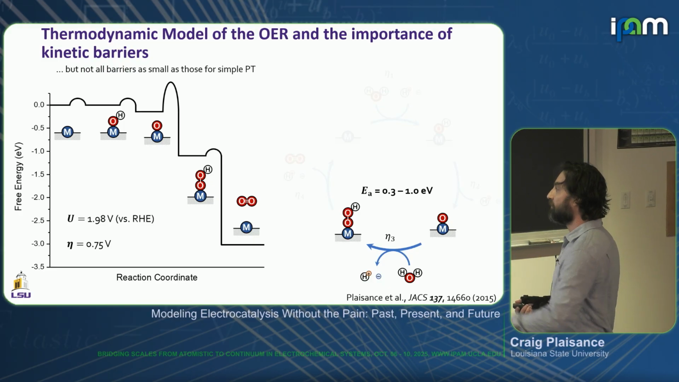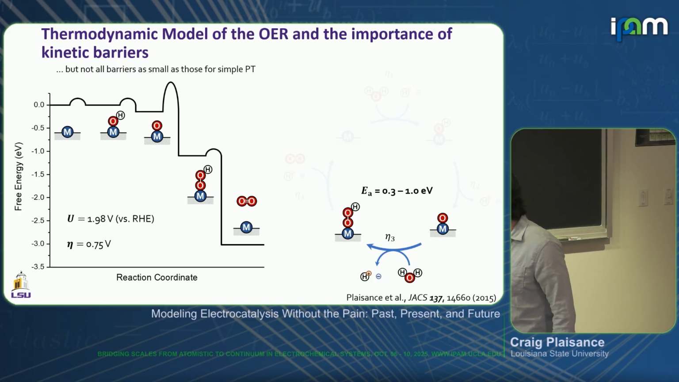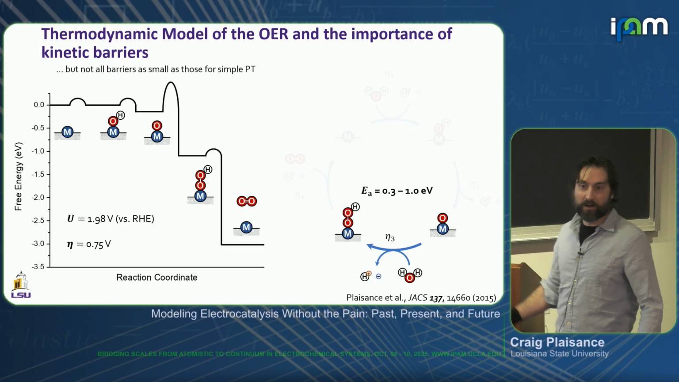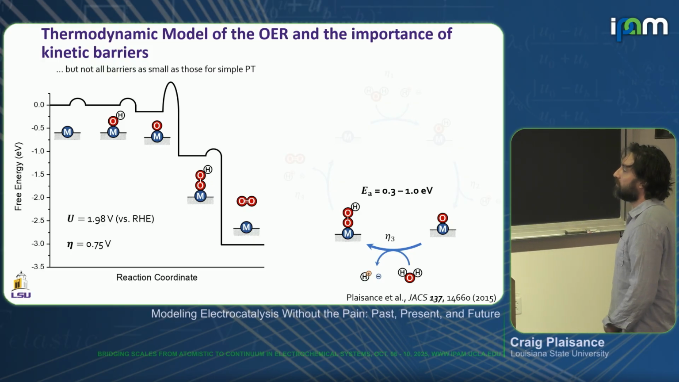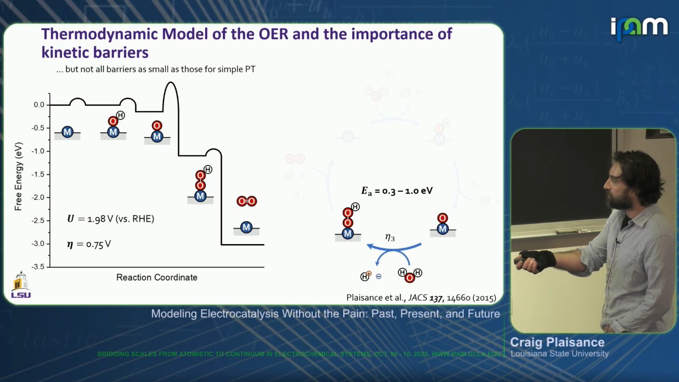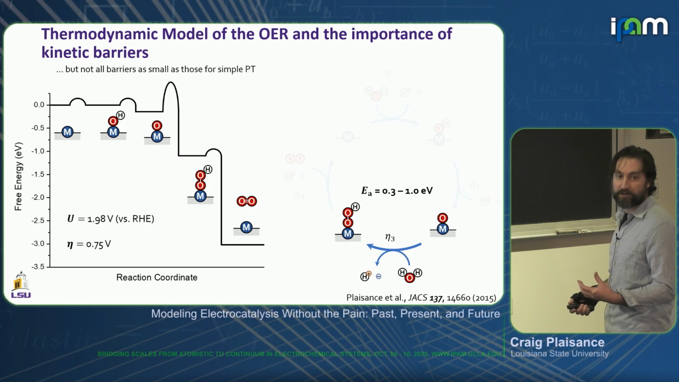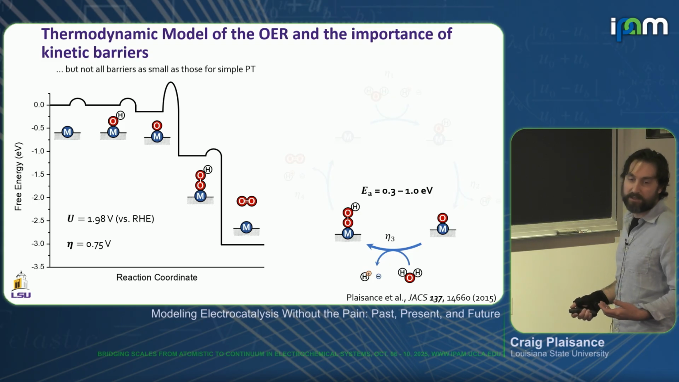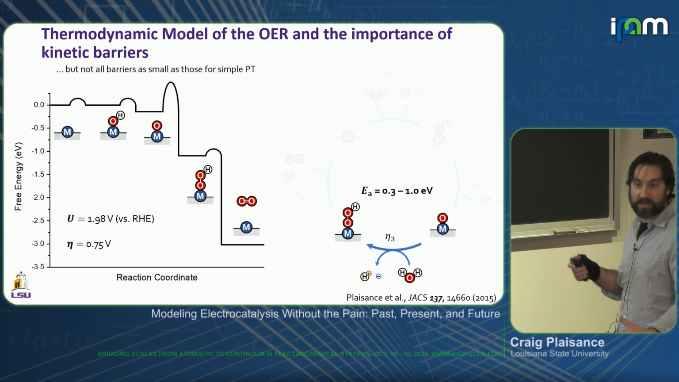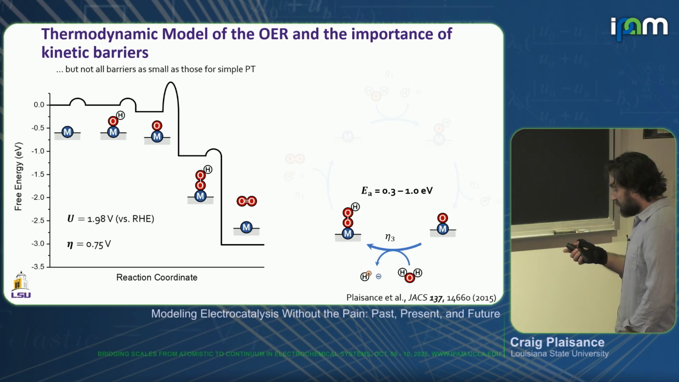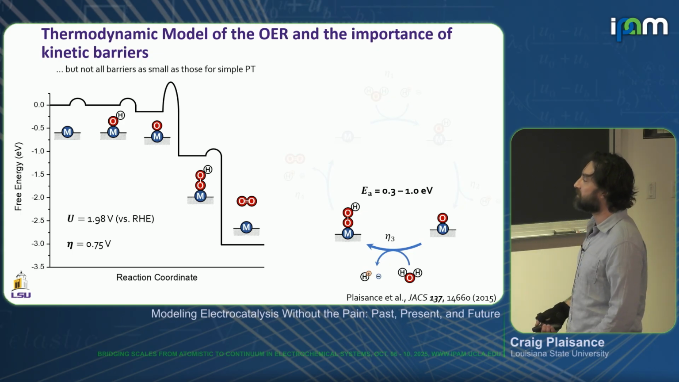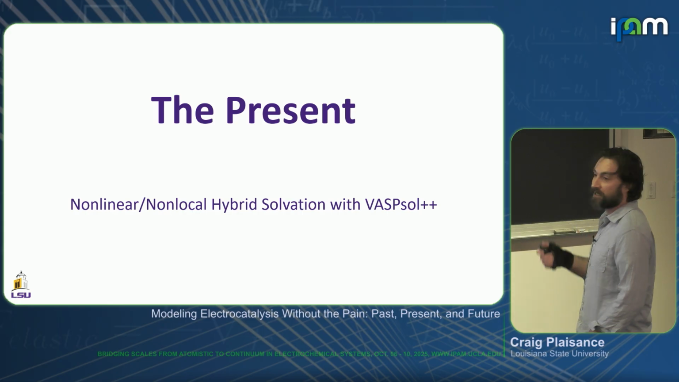For example, in oxygen evolution, the barrier to form the OO bond can be up to 1 electron volt, which is not trivial. Compare that to barriers that just involve simple proton transfer to an oxygen, which is basically just shuttling protons across a hydrogen bonding network. So we need a way to compute these barriers. And that's where I'm going to get into the next part of the talk.